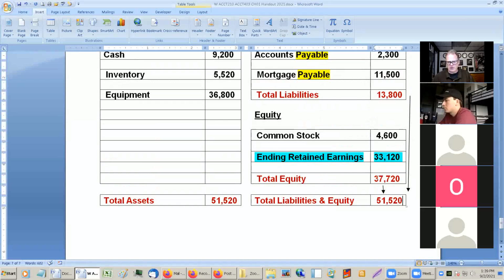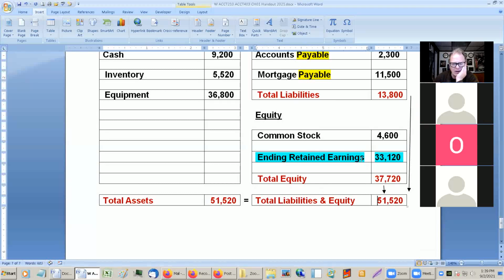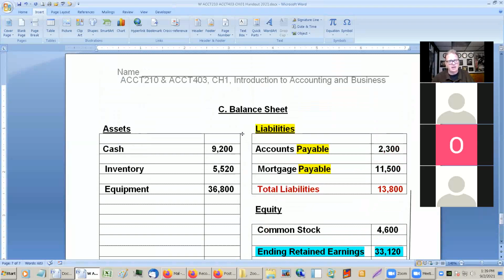And again, if you're doing this and it doesn't balance, check the beginning retained earnings. This is the most common one. With the beginning retained earnings wrong, it's not going to balance. Okay, so that's it for that handout. Yay! That was our first handout.